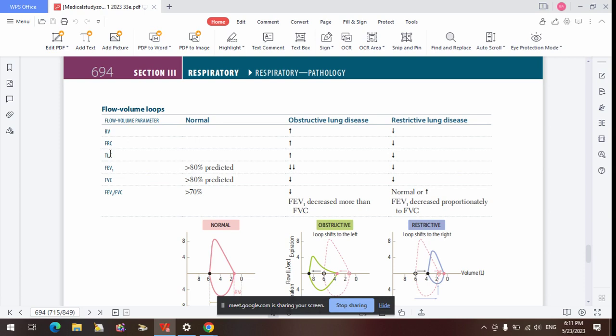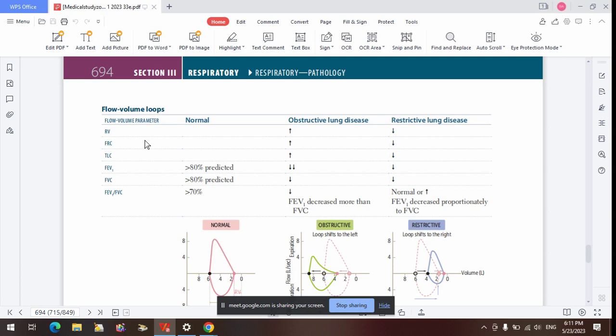So that means that in someone that has a restrictive disease, the residual volume reduces. And if residual volume reduces, functional residual capacity too will reduce, because functional residual capacity is the amount of air that remains within the lung at the end of the normal tidal expiration. You even incorporate the residual volume in the formula: functional residual capacity is the expiratory reserve volume plus RV. So if RV reduces, FRC too will reduce.